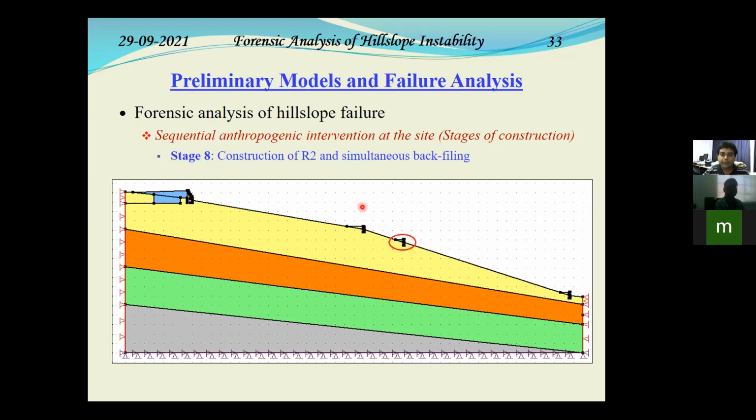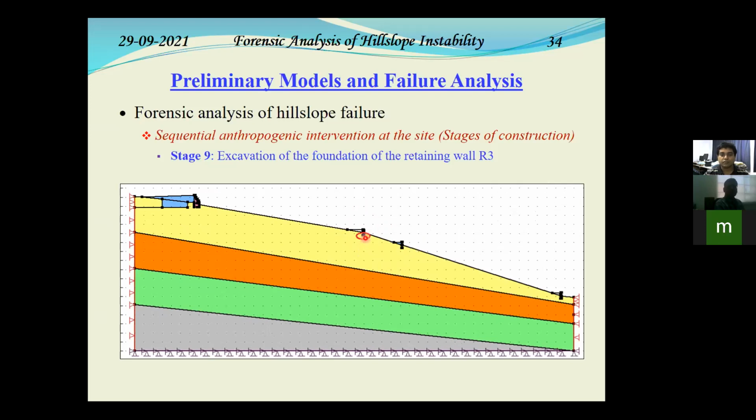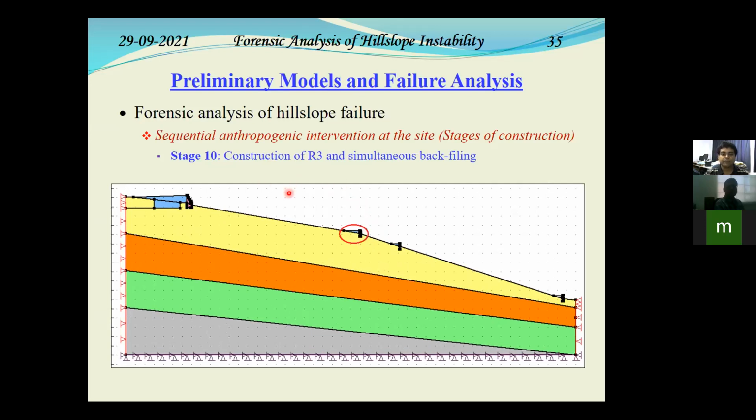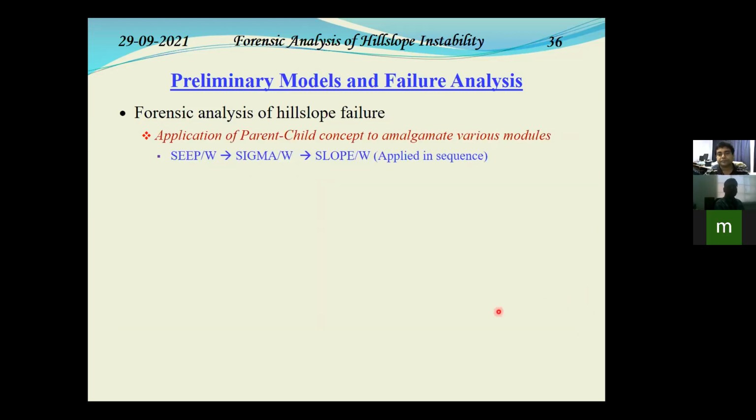After this, still movement was seen in the intermediate portion where the access road was passing through. And so the retaining wall R3 was constructed. So stage 9 is the excavation for foundation of R3, and stage 10 is the backfilling. And then we followed it with another stage where retaining wall R4 was constructed at the very bottom.